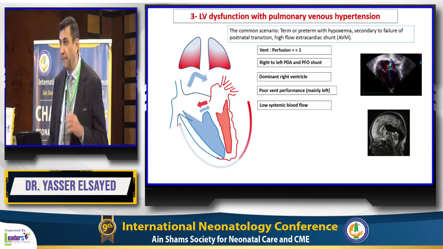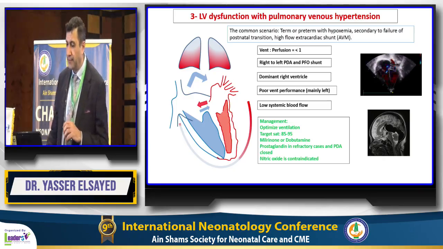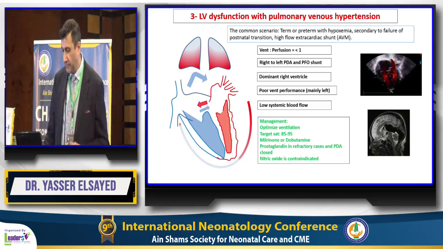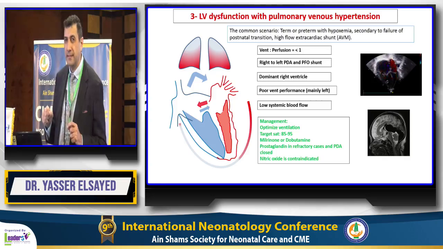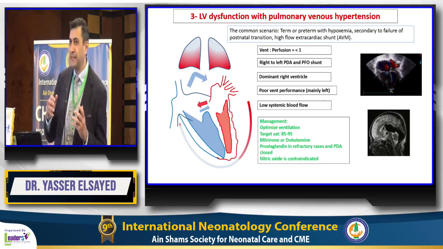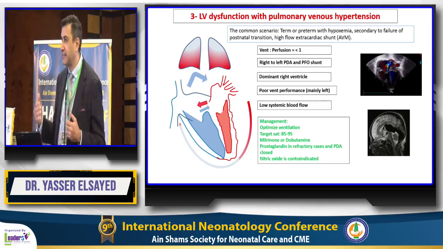In this situation, we should not use pulmonary vasodilator as the first line, and we should not use it until we get the LV performance improved. It is contraindicated to use nitric oxide, and the infant might die from systemic hypotension. You may have PDA right to left in this case, and the PDA will be shifting blood from the pulmonary circulation to the decreased systemic circulation.